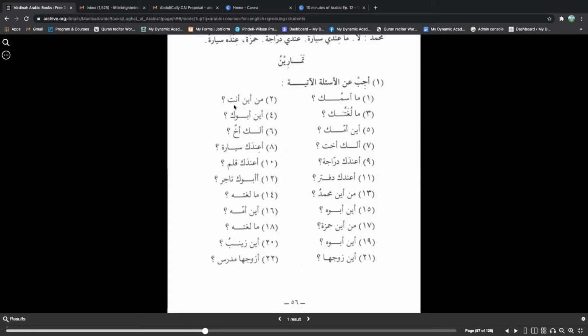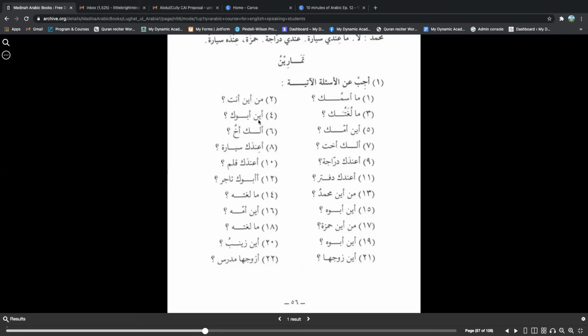Min aina anta? If you're from America, you say, I'm from America, I'm from Madinah, or New York, or kada wa kada, I'm from here. Then, ma lugatuka, what is your language? Lugati, if your native language is English, lugati al-Inglisia, okay? Or whatever your native language is, and you could practice like this, asking these questions for yourself, because all this is back in the hiwar.